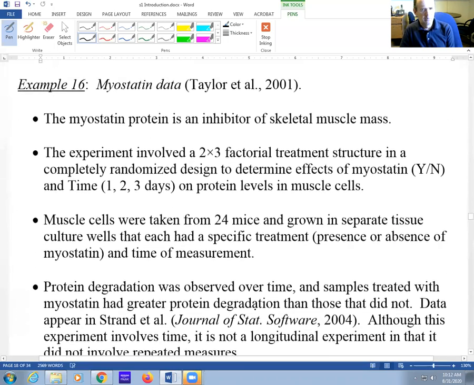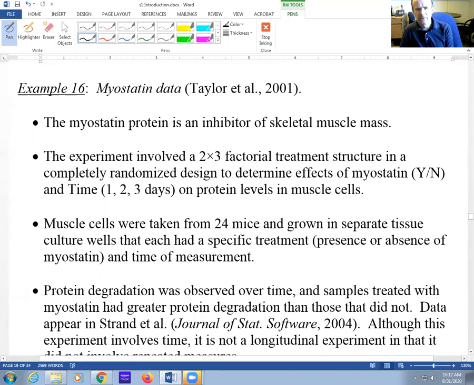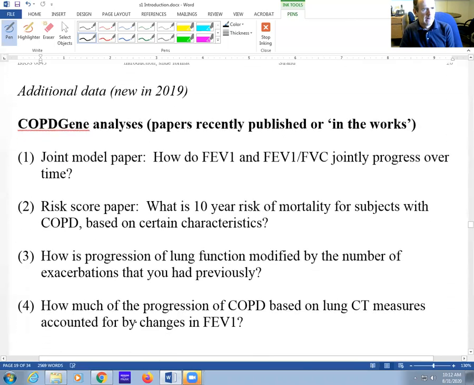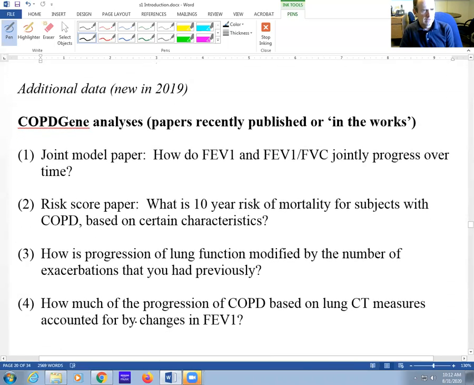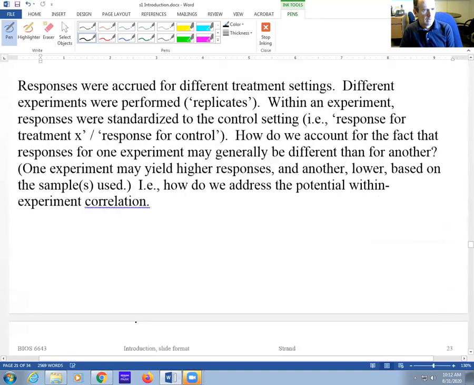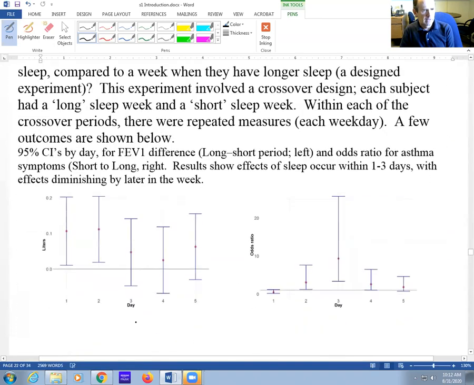You may actually be familiar with this data set from 6612, myostatin data. You guys familiar with that one? Okay. So we are getting close. I want to make sure that I get to the last few slides here.